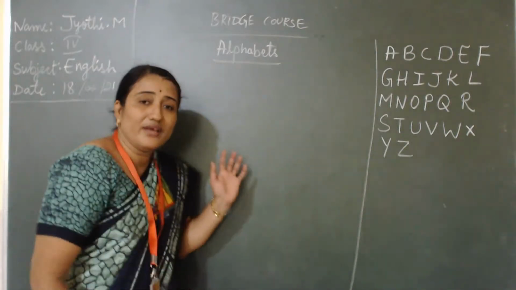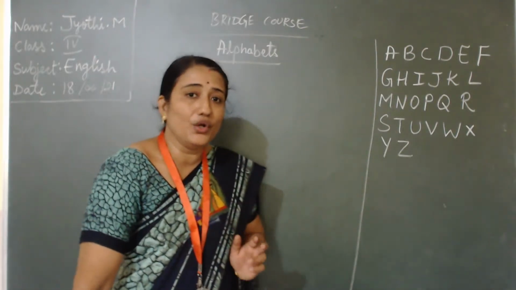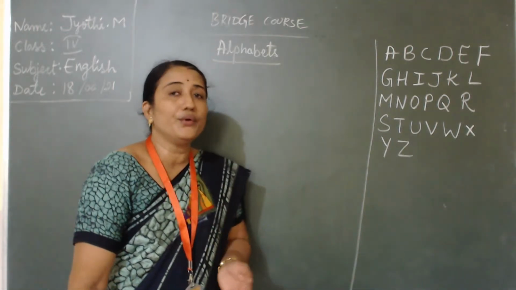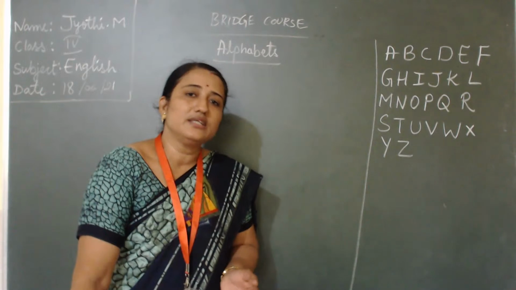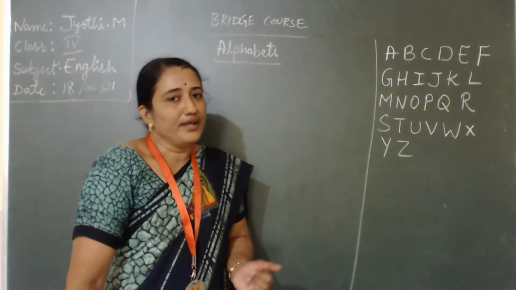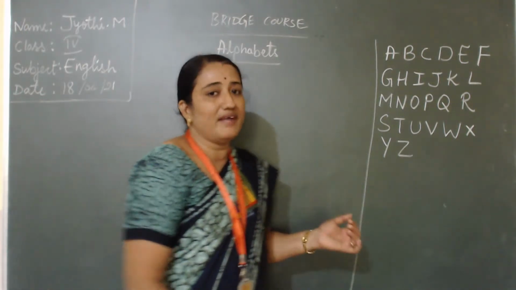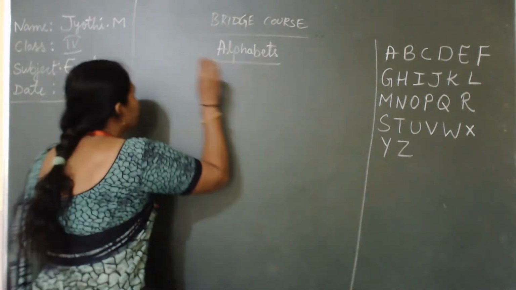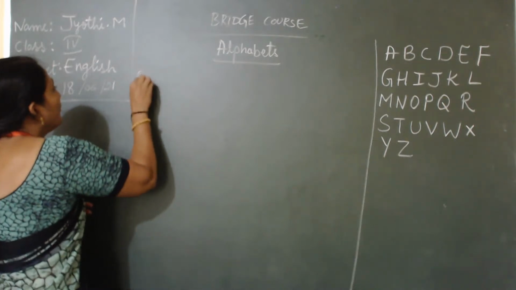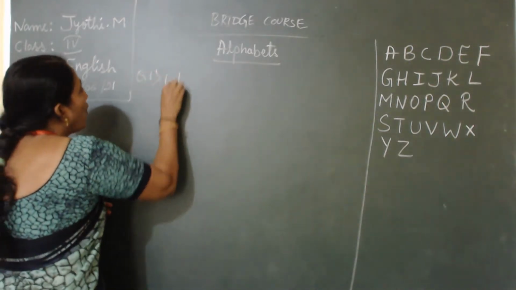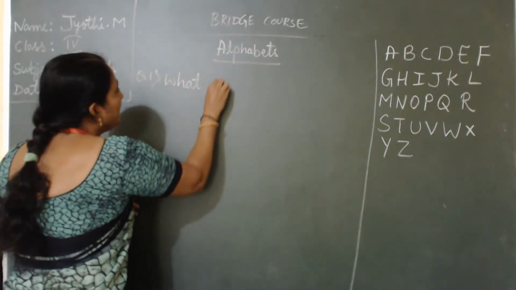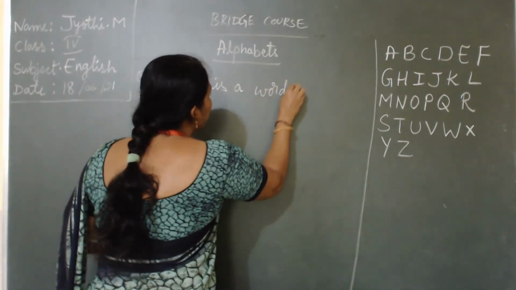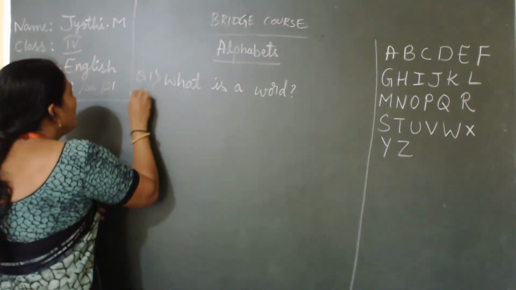So now, in your English rough notebook. Yesterday, as I told you, make a separate English rough notebook. In that only, you have to take down the definitions. Today I am going to give you some definitions. So today, first we are going to see what a word is. What is a word, children? Do you know what a word is?